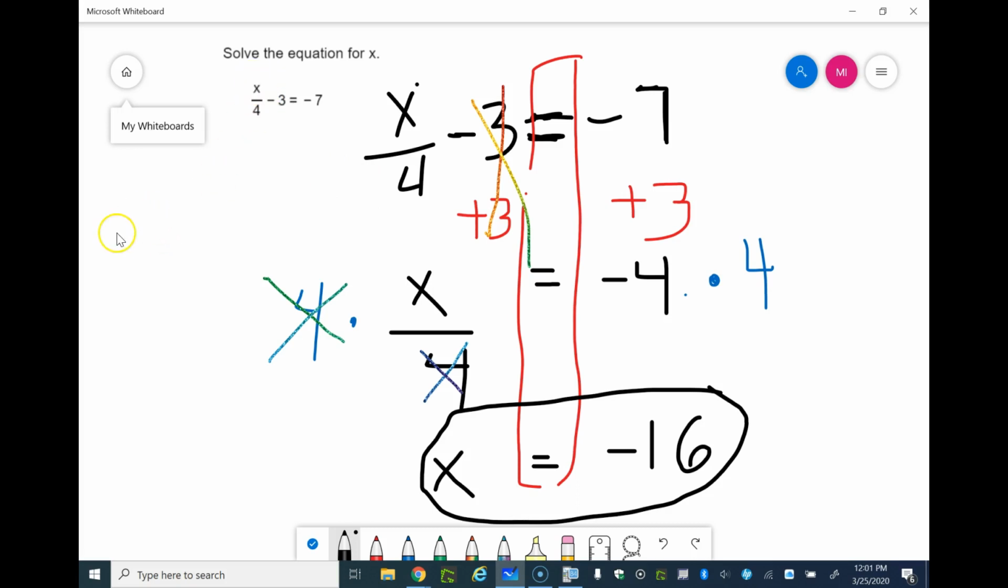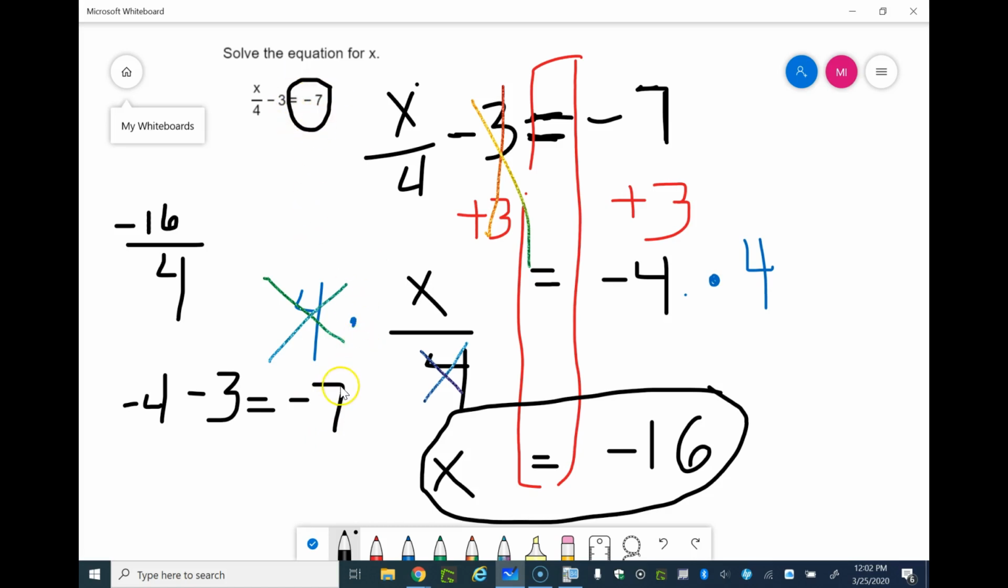So if I plug in negative 16 here, this is actually what we did in section 1 when we substituted numbers in to make sure they work. Negative 16 divided by 4, if we throw that in our calculator, wouldn't it equal negative 4? And then if we minus 3, that gives us negative 7. It looks like it checks out to be the answer. So we naturally know we got at least one right on a quiz or a test.